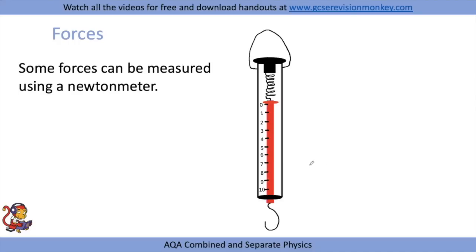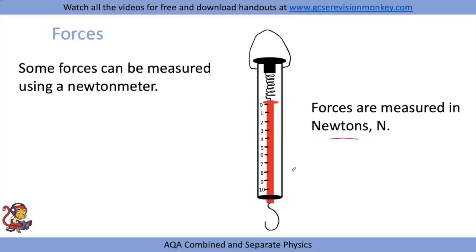Some forces can be measured using a Newton meter, and forces are measured in newtons. So this is a Newton meter. You could, for example, hang your object on the end of this hook here, and that will let you know the weight of the object in newtons, or you could use this Newton meter to pull or push an object and measure forces in that way.